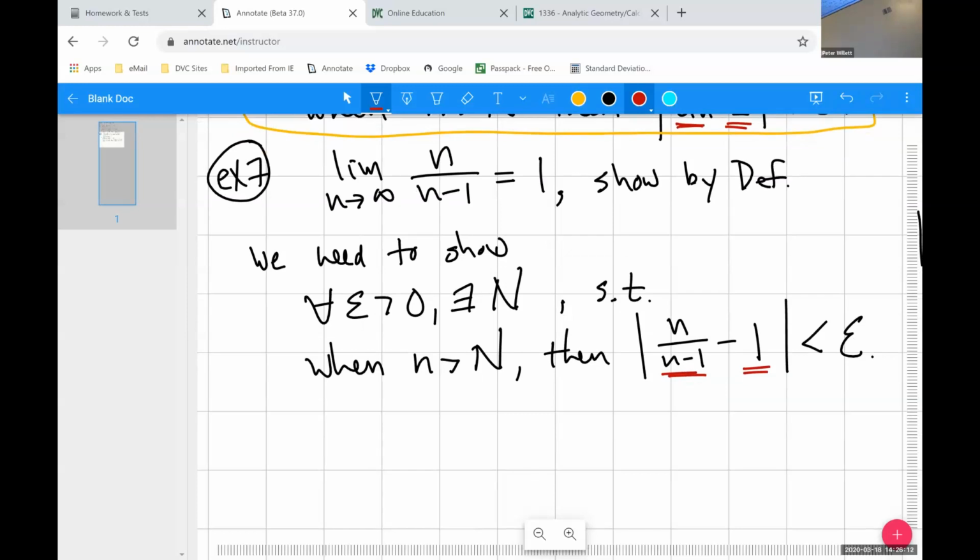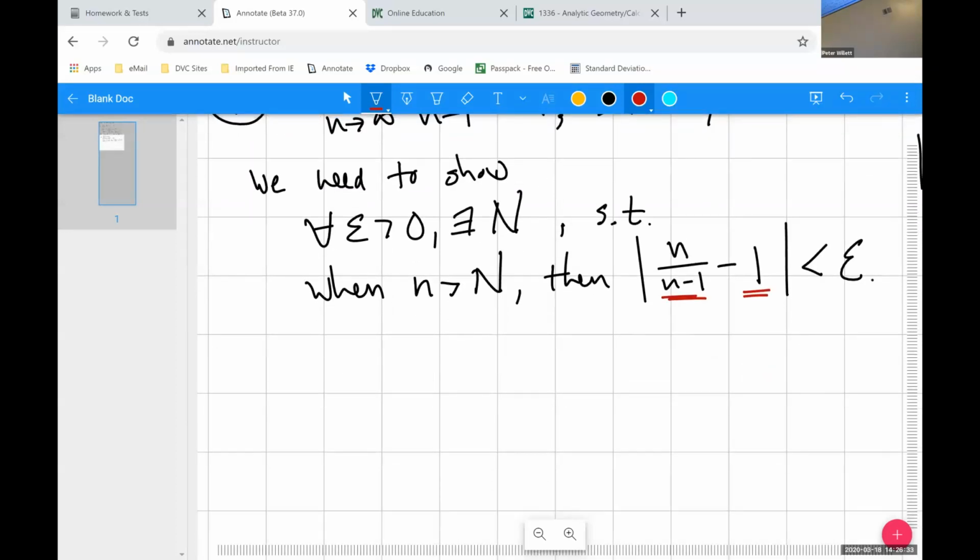So the idea is that somebody gives you an epsilon value that's very teeny, and that you say, I can make the difference between the sequence and 1 be less than that teeny value, but just by going far enough down the sequence, by making little n big enough so that it gets very, very close to 1. So that's what you need to show. So how do we show that?